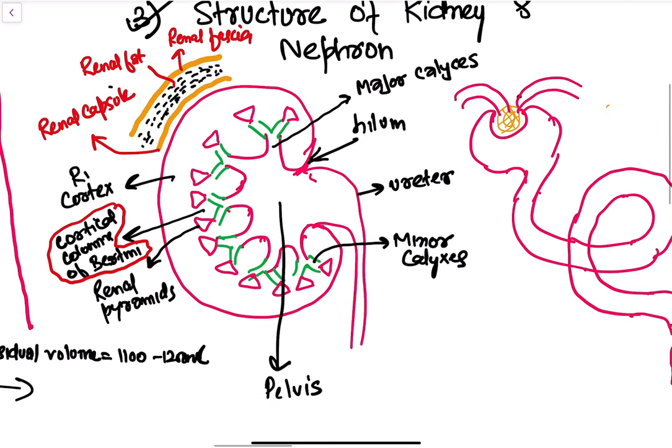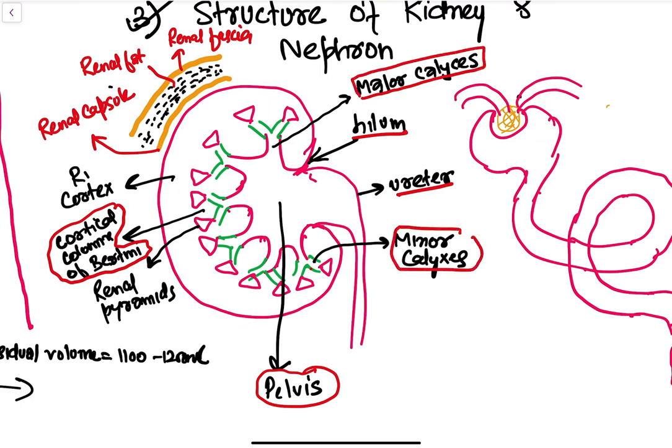So this is the ureter. The concavity is called the hilum. The dilation is called the pelvis. The immediate passages arising from the pelvis are called major calyces. Smaller passages are called minor calyces. The conical structures are called renal pyramids. The whole portion above it is called the cortex, and the portion of cortex between the pyramids is called the cortical columns of Bertini. Then we have renal capsule, renal fat, and renal fascia.